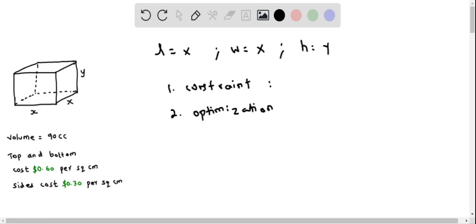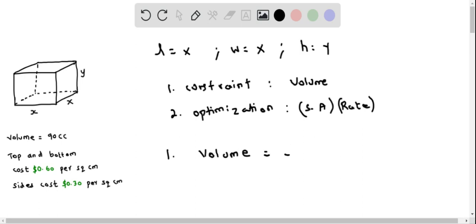We create the constraint equation using the volume information, and we create the optimization equation using the surface area of the box times the rate of each of the surfaces. So first, let's create the constraint equation. I'm going to write down the volume of the box. The volume of the box is length times width times height, and this is already given as 90 cubic centimeters.